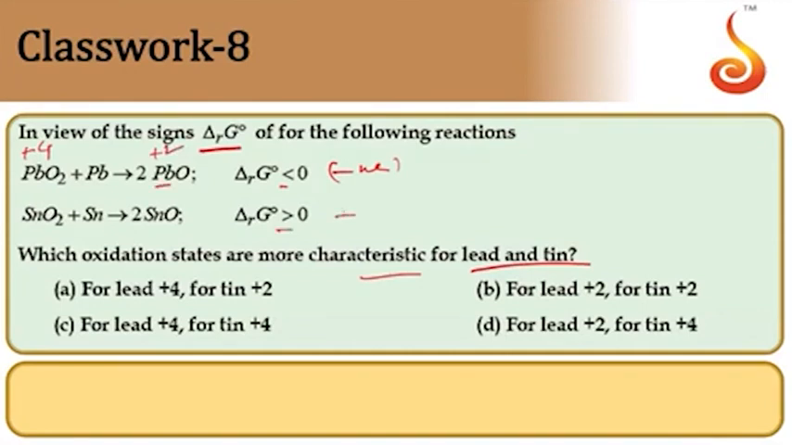And here it is a positive value, which means a non-spontaneous reaction. So plus 4 will not become plus 2 in this case, which means plus 4 itself is stable for tin. So lead plus 2 is stable, tin plus 4 is stable. So we can say plus 2 and plus 4. The option is D. D is the answer for this.